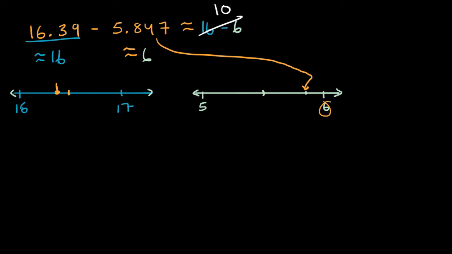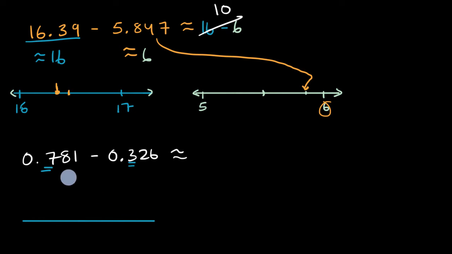So let's say we want to figure out, what does 0.781 minus 0.326 approximately equal? Pause this video and try to think about that. Well, here it wouldn't make sense rounding to the nearest whole number, because this is going to round to 0. So let's think about it a little bit differently. Why don't we round to the nearest tenth? So let's put a number line here.